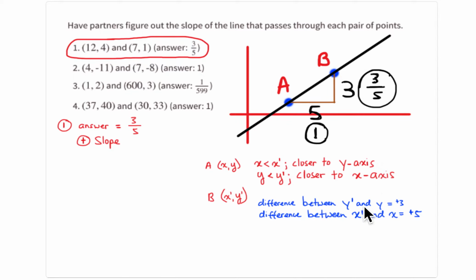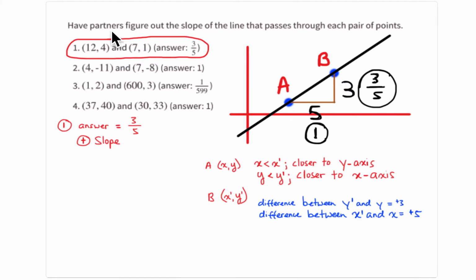And something else you can say is that the difference between them, and this is now getting more and more towards this point of a general slope formula, as you find the difference between them. What that means is I'm going to take where I end and I'm going to subtract where I began. So the y-coordinate, y prime, minus the y-coordinate for A called y, that difference, that length right here is 3 units. And the difference between x prime and x, so I'm going to take x prime and subtract away x, that difference is 5 units.